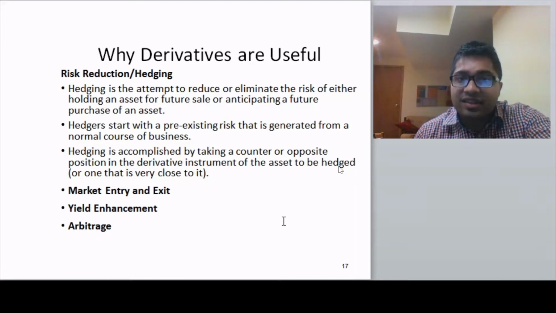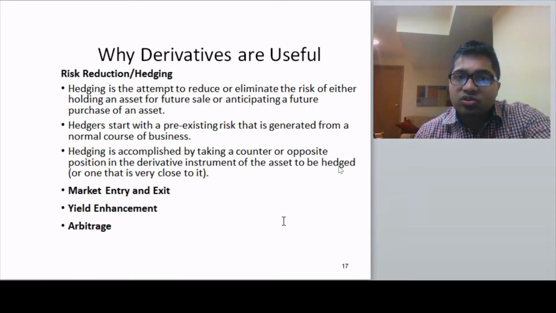Hedging is an attempt to reduce or eliminate the risk of either holding an asset for future sale or anticipating a future purchase of an asset. Hedgers start with a pre-existing risk that is generated from the normal course of business. Hedging is accomplished by taking a counter or opposite position in the derivative instrument of the asset to be hedged, or one that is very close to it.